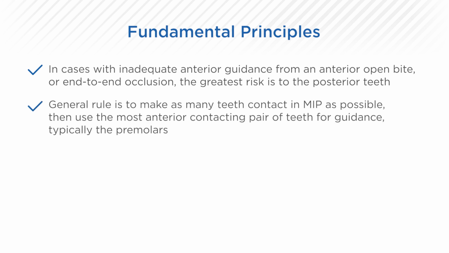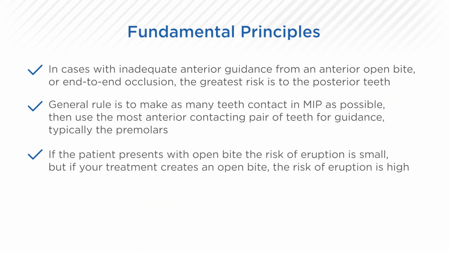So when we see these kinds of cases, an anterior open bite case or an end-to-end occlusion case, a few typical things you try to do routinely as a compromise: you at least try to get as many teeth contacting in MIP as possible. The other thing you usually do in these compromised cases, if it's an anterior open bite case, is use the most anterior tooth you can for your guidance. In an anterior open bite case, that would typically be a first premolar, for example.